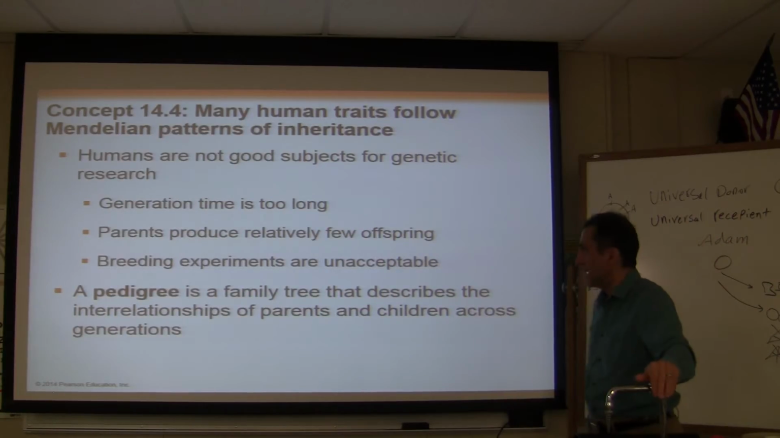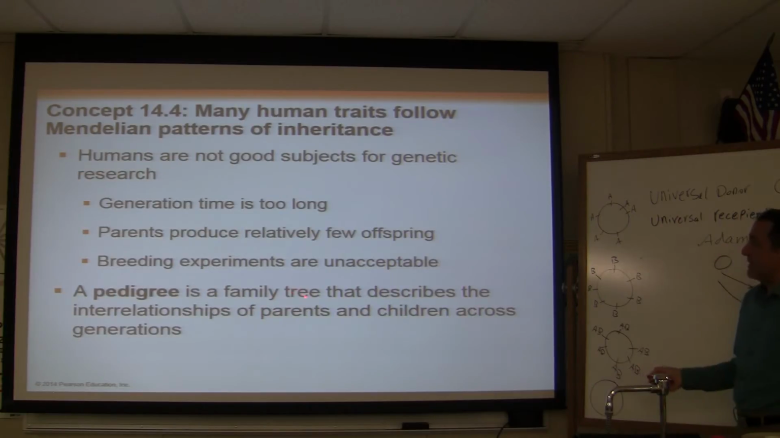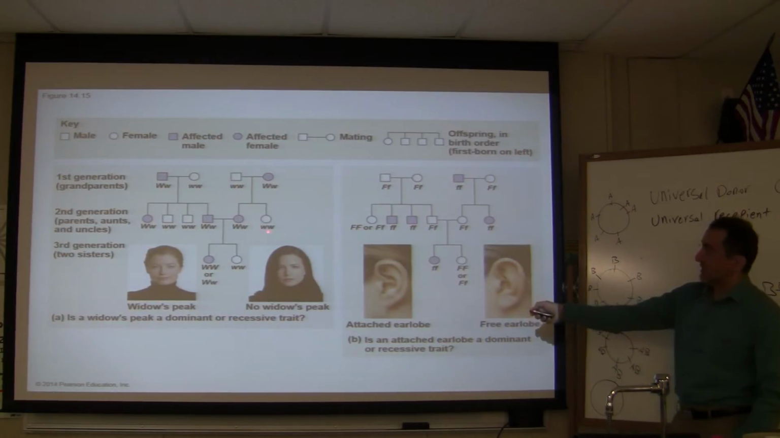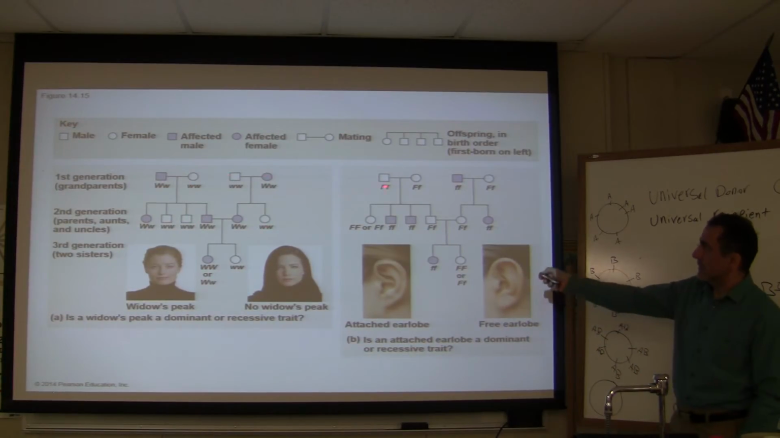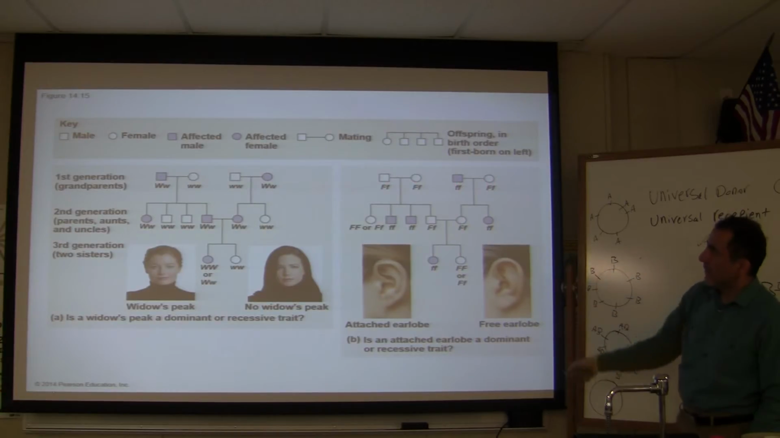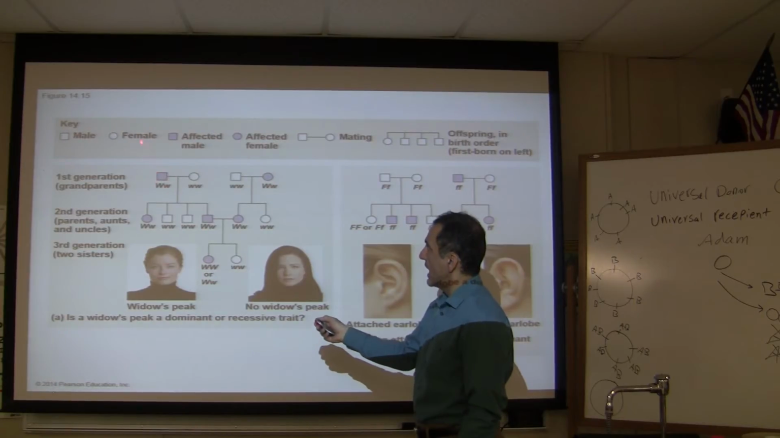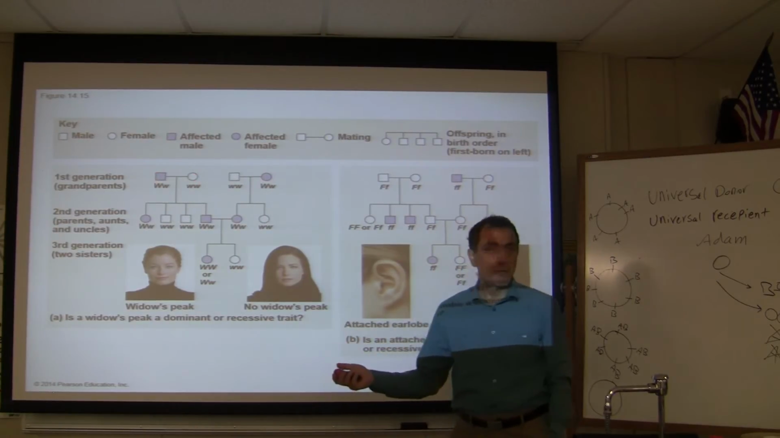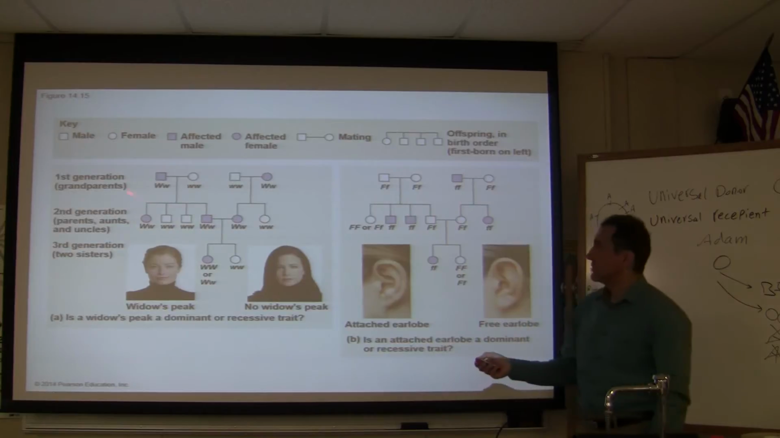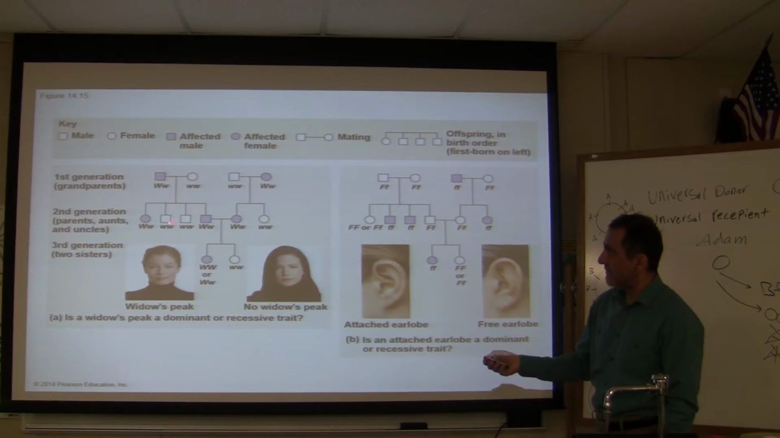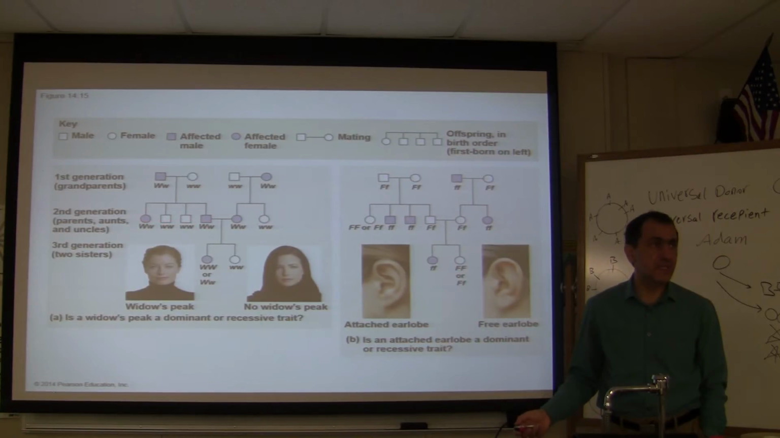But anyhow, a pedigree is a family tree that you know already that describes the interrelationships of parents and children across generations. This is a pedigree. They draw it like this. Usually in a pedigree, a male is a square and a female is a circle. So if this male and this female cross and they have babies, 3 boys and 1 girl. Am I making some sense a little bit?